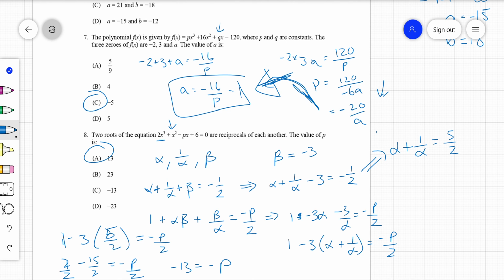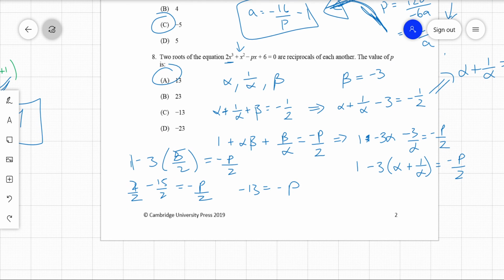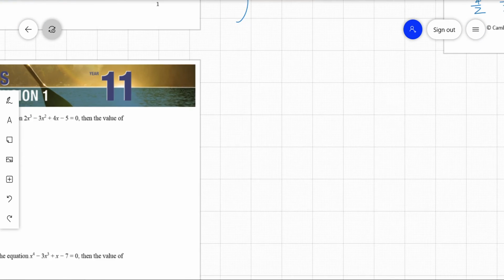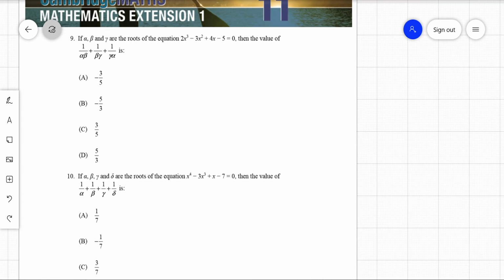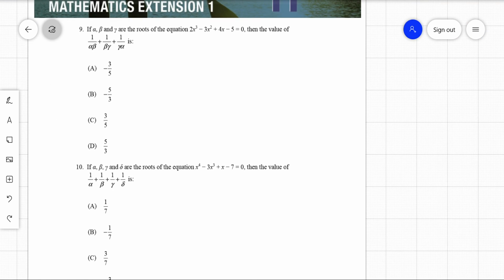Alrighty. I don't think that's the end yet. So that was using the sum of singles, sum of pairs, and the product. And it just helps to be able to see patterns and manipulate algebraically. So practice that. Here we've got alpha, beta, gamma are all roots of this cubic polynomial. Then what is the value of this? So again, hopefully you've seen these before.